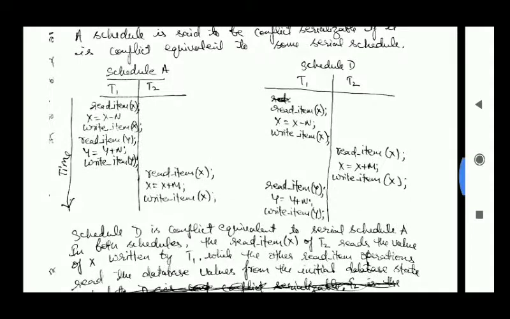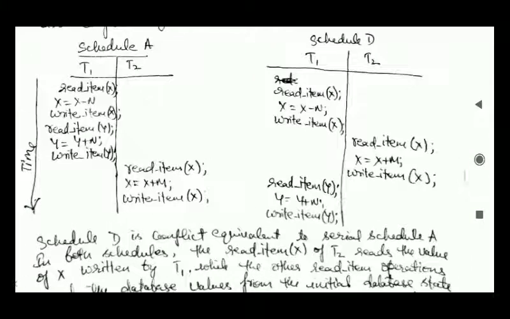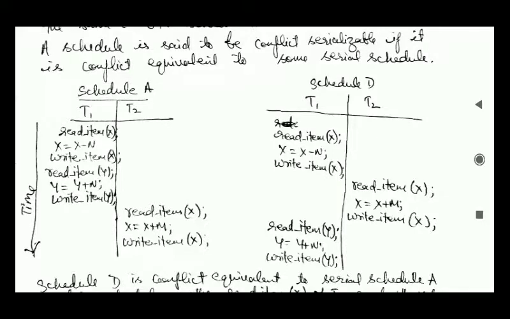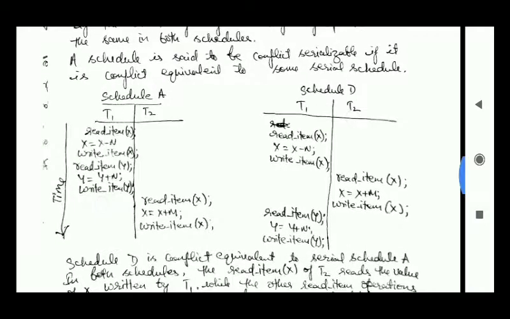In Schedule D also, you can see that transaction T2 writes X after transaction T1 writes X. So in this way, you can see that the order of any two conflicting operations is the same in both schedules A and D. Therefore, they are conflict equivalent.